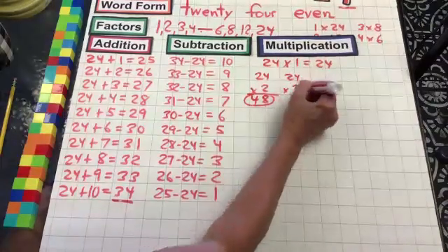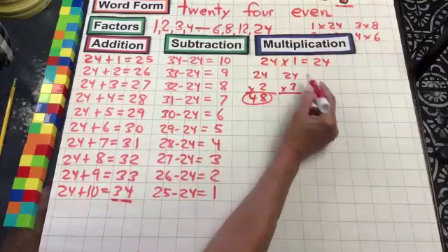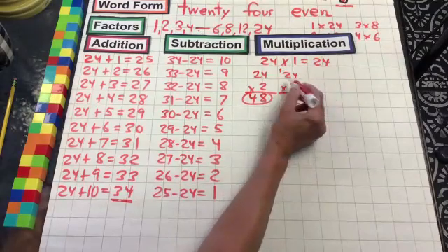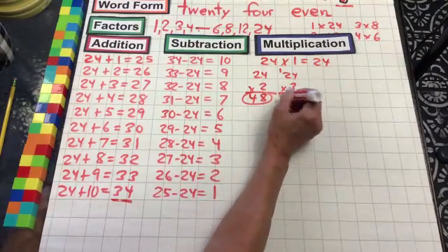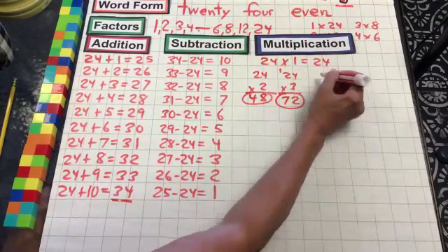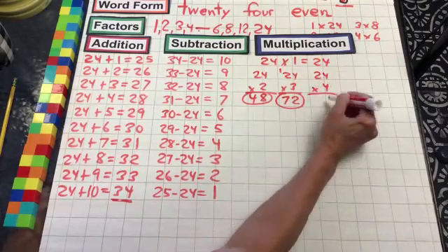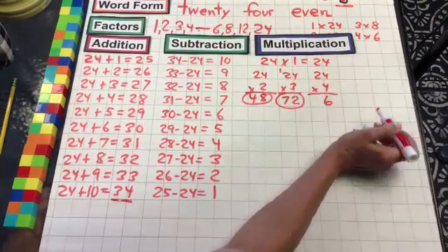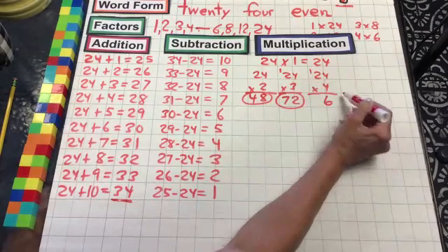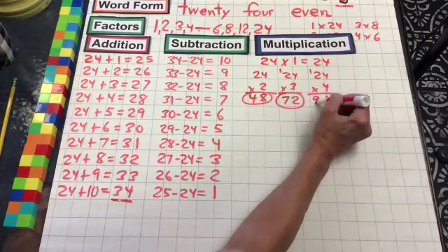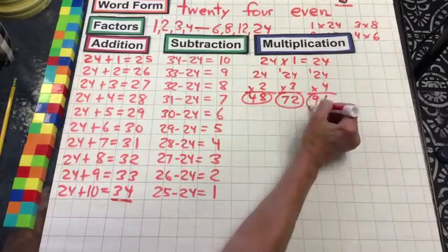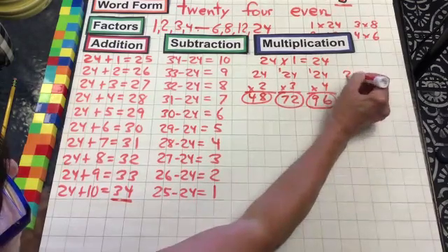24 times 3. 3 times 4 is 12. Drop the 2, carry the 1. 3 times 2 is 6 plus 1 is 7. So 3 24s is 72. 24 times 4. 4 times 4 is 16. Drop the 6, carry the 1. 4 times 2 is 8 plus 1 is 9. So 4 24s is 96.